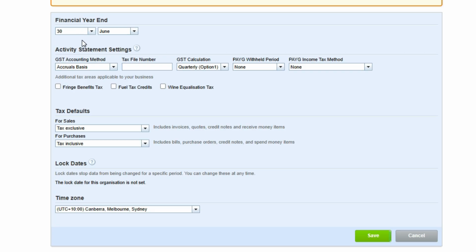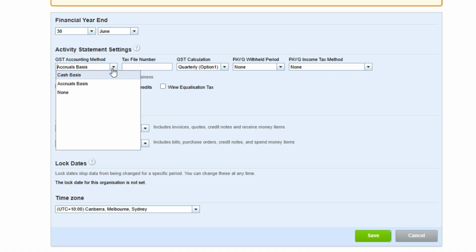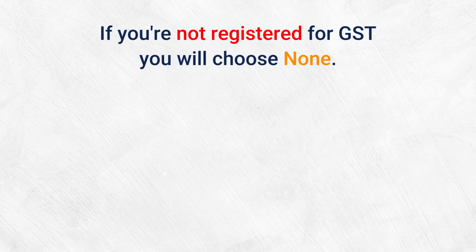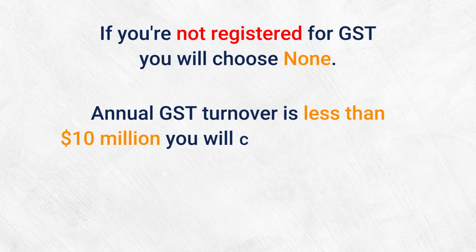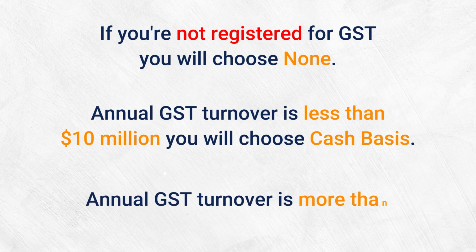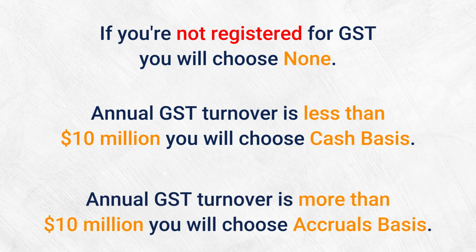Next, we've got some activity statement settings. The first one is your GST accounting method, and you can choose from cash basis, accruals basis, or none. If you aren't registered for GST, choose none. If you're a small business that has a GST turnover of less than $10 million a year, choose cash. If you're a larger business that turns over more than $10 million a year, choose accruals.